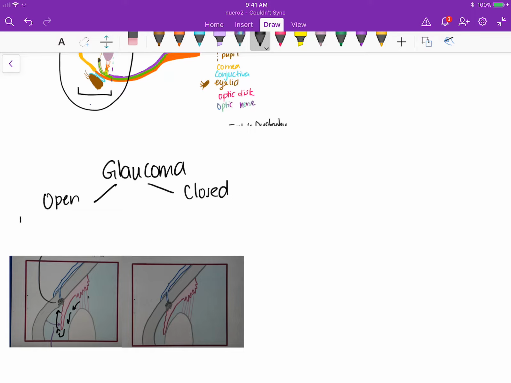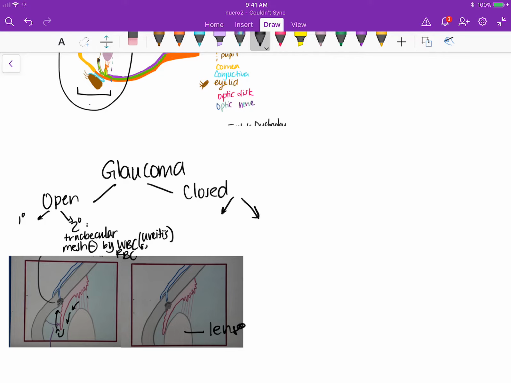And the open type, we don't know what causes it. There's a primary and there's a secondary. The secondary is due to the trabecular meshwork being blocked by different kinds of white blood cells, red blood cells, etc. You can get red blood cells in uveitis, which is inflammation. And then the closed type is when there's a problem in the lens.